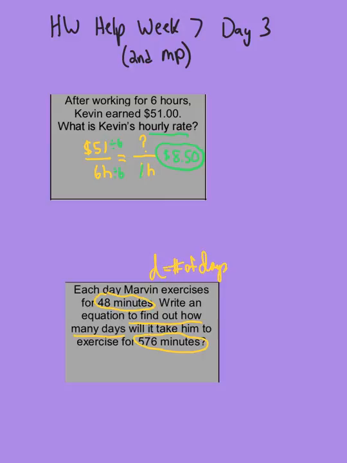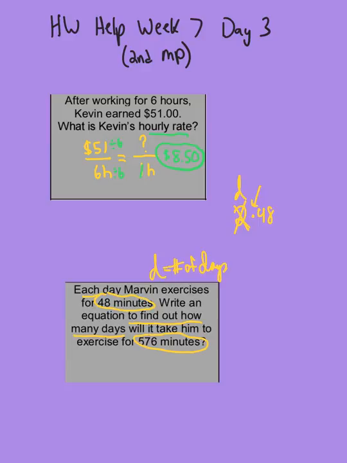Now, if you want to think of this one, sometimes it helps to think of a simpler problem. Like, let's say Marvin exercised for 2 days. Let's say we knew D was 2. And he exercised for 48 minutes each day. Well, to figure out the total minutes, you would do 2 times 48. You wouldn't do 2 plus 48 because you can't add 2 days with 48 minutes and get minutes. That makes no sense. So that would be 2 times 48. But remember, we don't know the number of days, so that's going to be D. So that helps us see it's a multiplication equation.